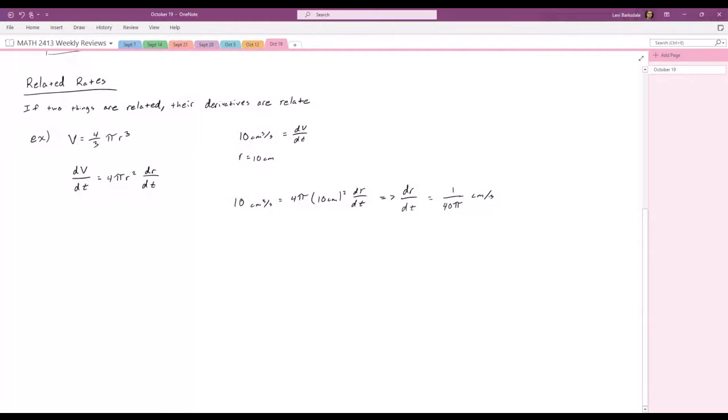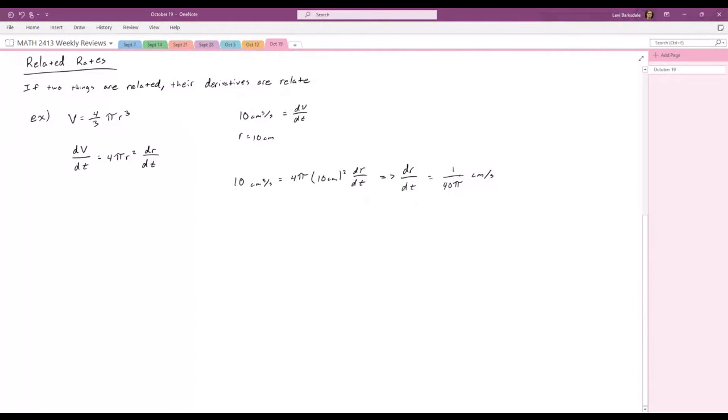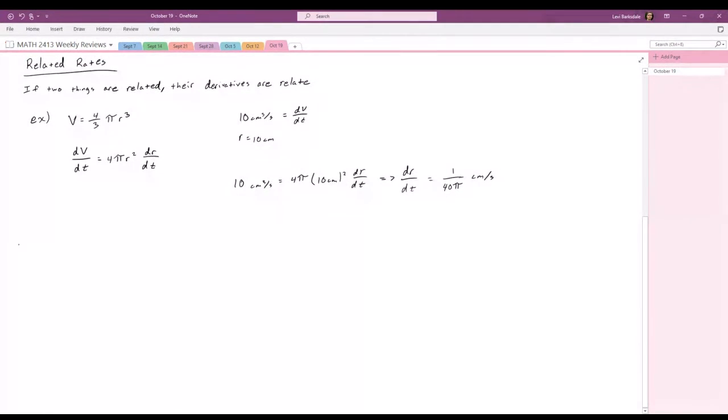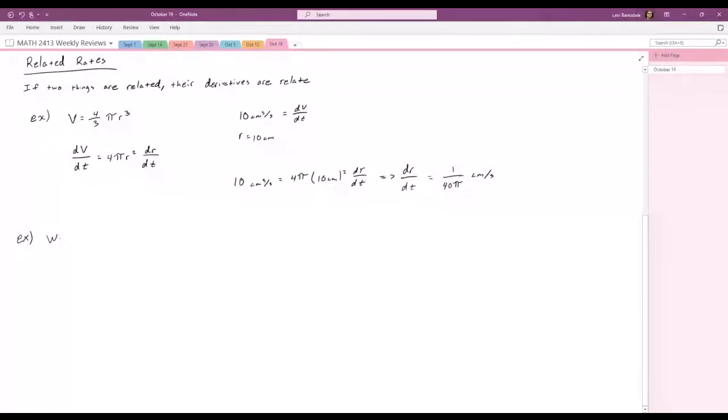So let's do a slightly more complex example. Let's say we have a water tank, and it is in the shape of a cone.